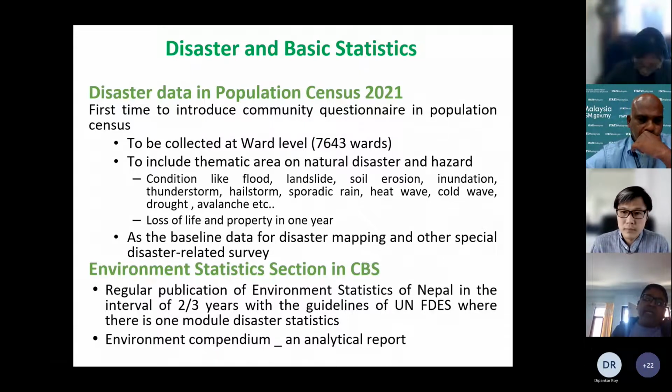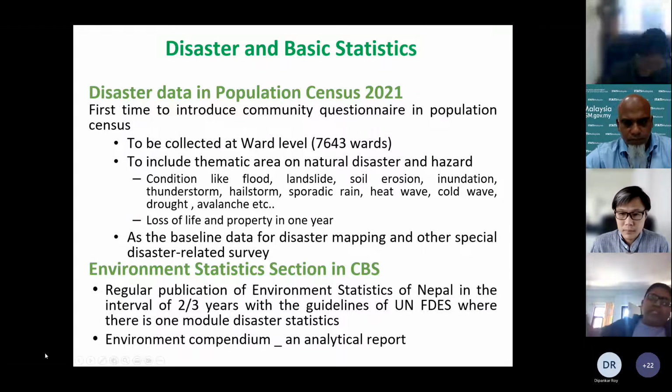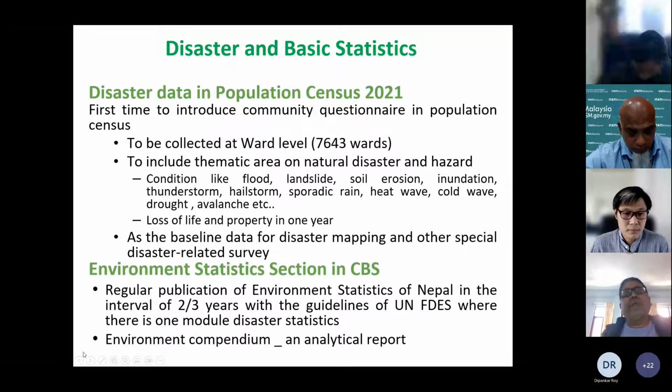There we can also involve experts. For the disaster sector, we will take that kind of expert from the university or from other sides, and they will prepare the analytical report, and we publish it in our environment compendium.